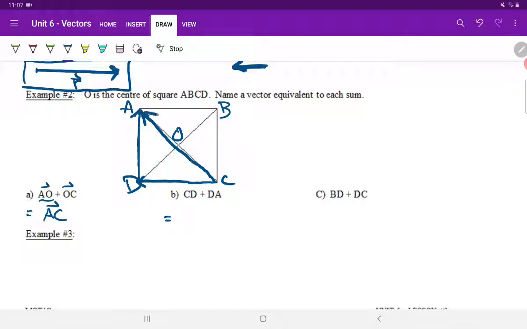Well, it's CA in this case, because my starting point was here, because it said CD. So my starting point was at C, I went towards D up to A, meaning my resultant starts at C and finishes at A. So this becomes CA. Okay, let's erase this once more.